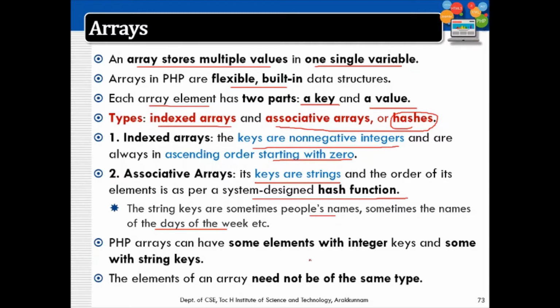PHP arrays can have a mix. Some elements can be integers or strings. Similarly, the keys also can be a mix of integer or string keys. Values can be a mix, and keys can be a mix of different data types. Elements need not be of the same type. That is an important difference between C and a scripting language.